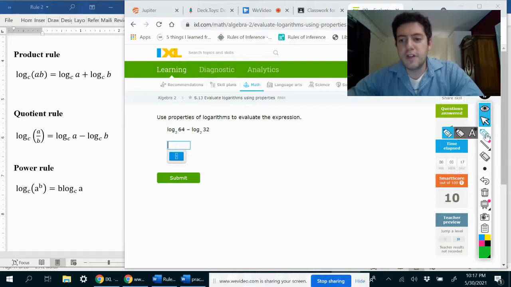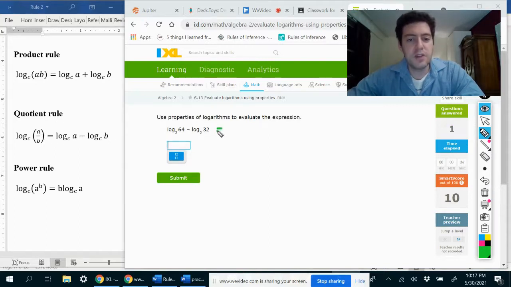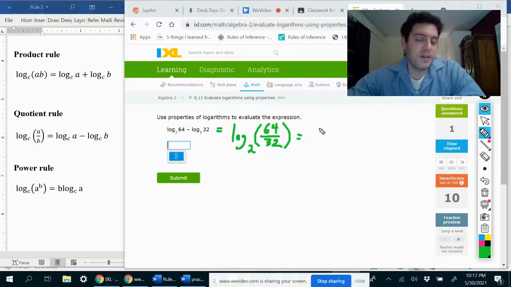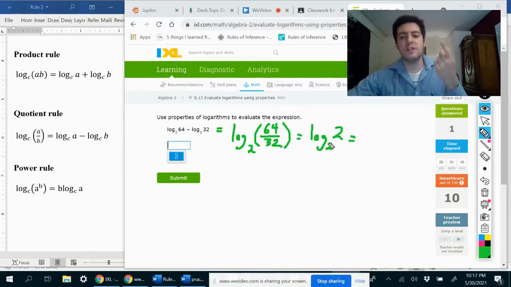All right. For this one, we see the subtraction symbol here. We're going to use the quotient rule. The log of A minus the log of B is equal to the log of A divided by B. So this is equal to the log base 2 of 64 divided by 32. 64 divided by 32 is just 2. So we have the log of 2 and then still with the base of 2. Okay, so now we're just asking 2 to what power is equal to 2, and that's 1.